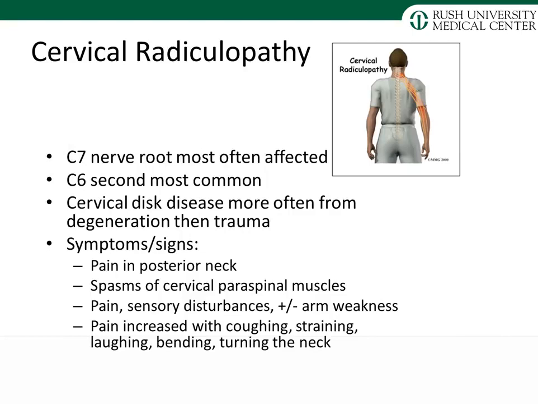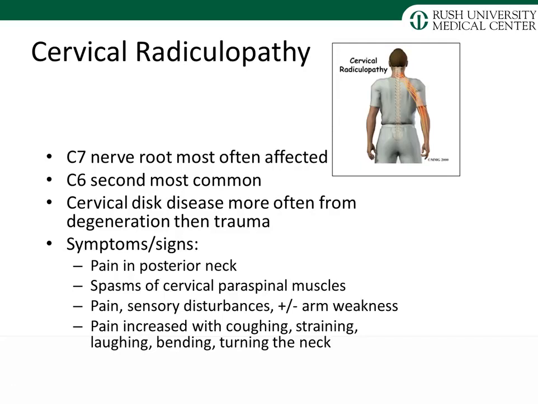So cervical radiculopathy is going to have many of the same features as lumbar radiculopathy. The C7 nerve root is most often affected, and C6 is the second most common. Cervical disc disease most often comes from degeneration of the spine, but trauma can cause radiculopathy as well. So you'll occasionally get a patient in the clinic who was in a motor vehicle accident, had cervical spine trauma, and subsequently developed radiculopathy.